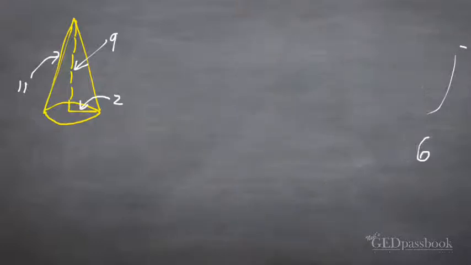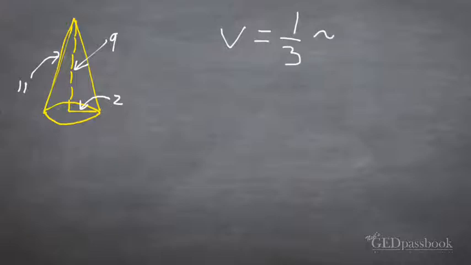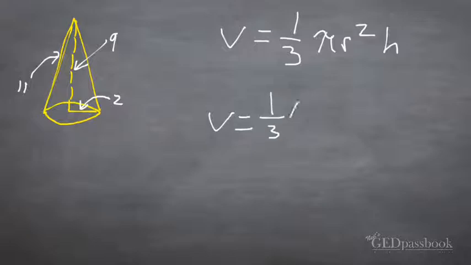1/3. What's the formula to find the volume of a cone? 1/3 pi r squared h. All right, fill in what we know. What's the h? H is height. I already know 1/3 is a 1/3. What's my pi? 3.14. What's my r? 2 squared. What's my h? 9.